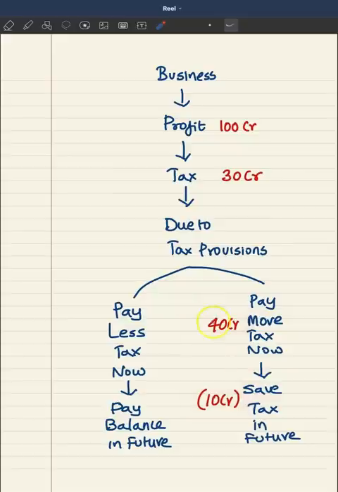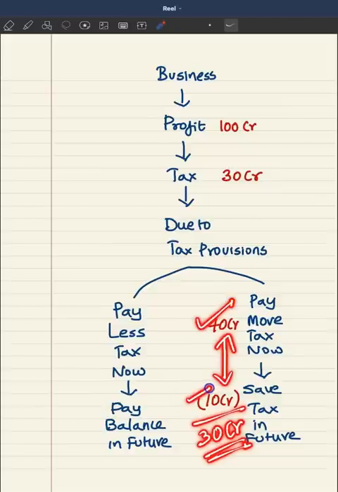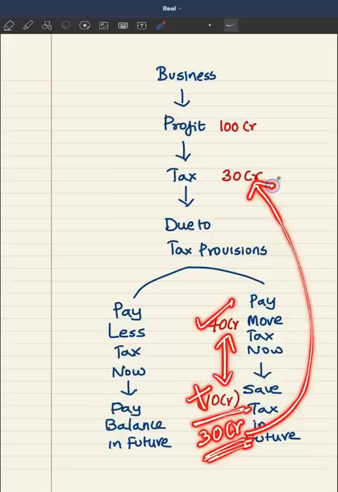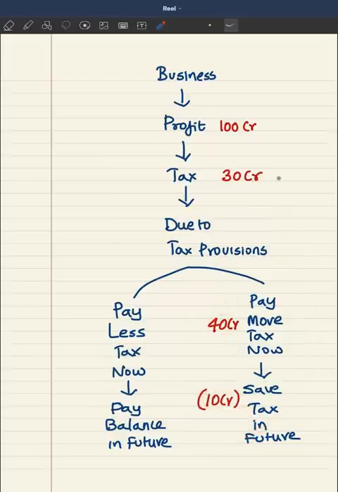So what is the impact? 40 minus 10, overall impact is only 30 crore. Even though they have paid 40 crore, this 10 crore will be shown as a negative item. So net effect of 30 crore is only given. In this way, the readers of the financial statements are given a right picture of the tax effect.